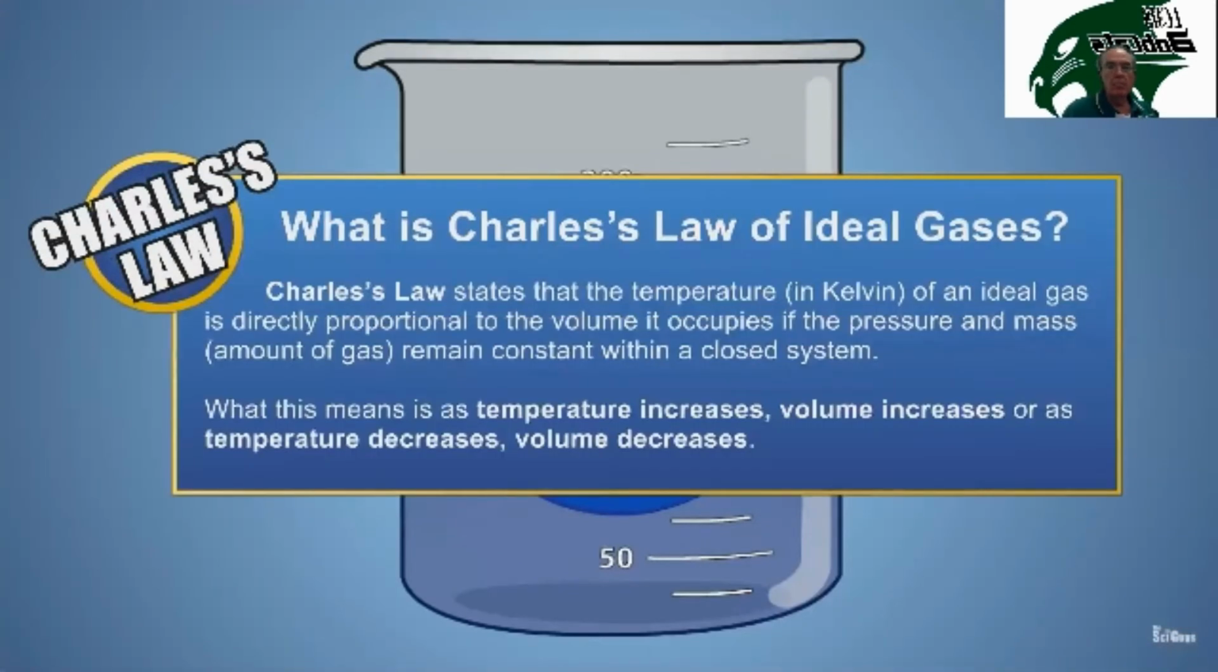Charles' gas law states that when a fixed amount or mass of an ideal gas is kept at a constant pressure and in a closed system, then its temperature and volume are directly proportional. What this means is, when temperature increases, volume increases, or as temperature decreases, volume decreases.